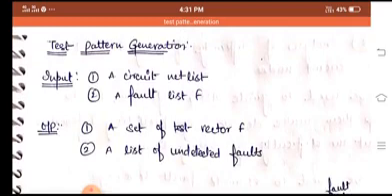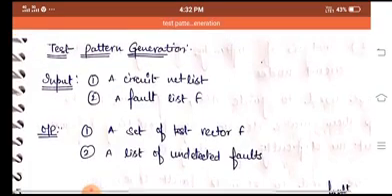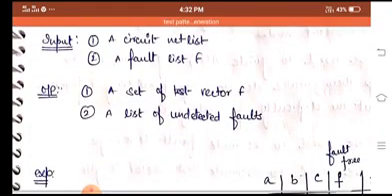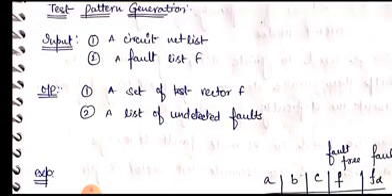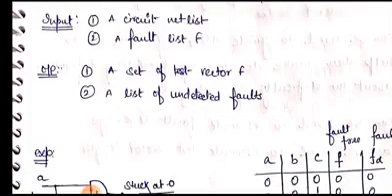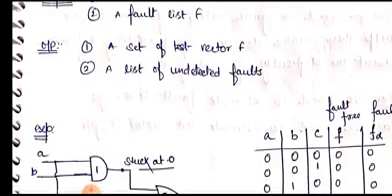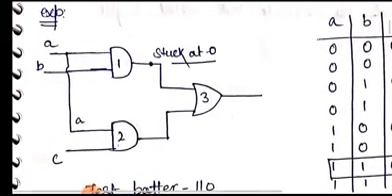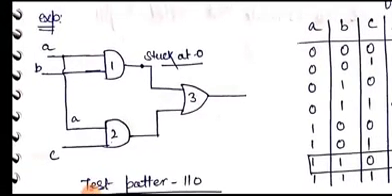So basically, to generate the test pattern for the test vector, initially we need a circuit netlist and second a fault list, that is F. And in terms of the output we need a set of test vectors and the list of undetected faults. So with the help of this diagram we can identify which kind of test vector we can generate and what is the length of that particular test vector.